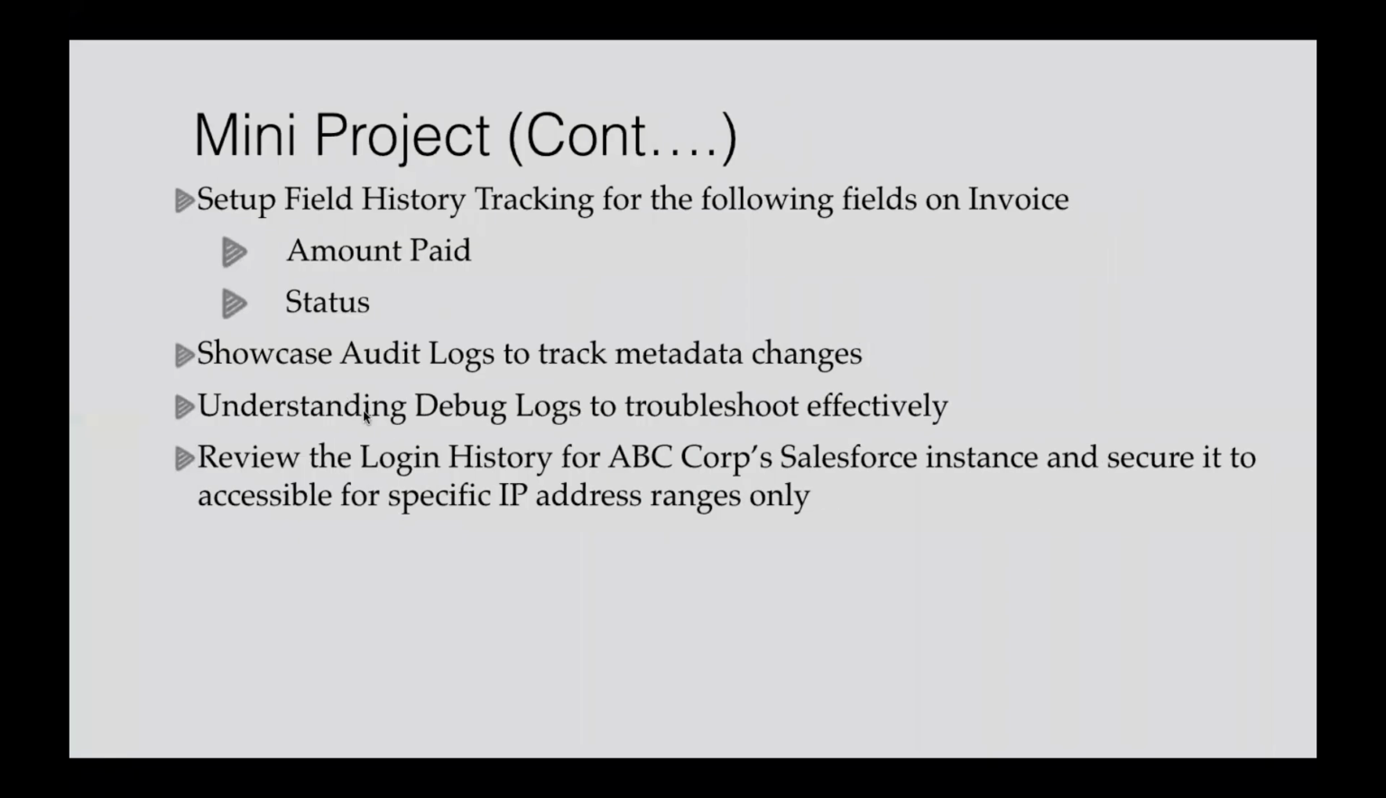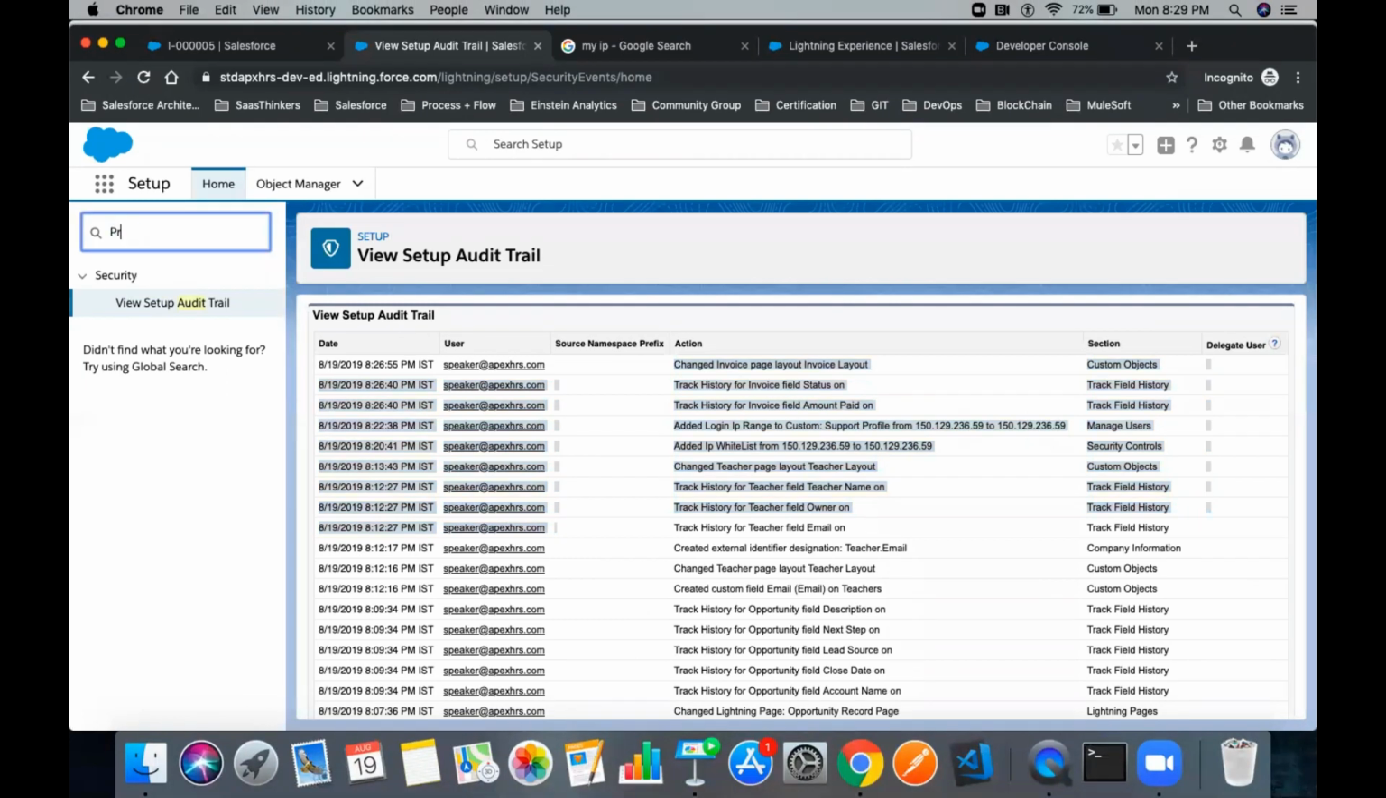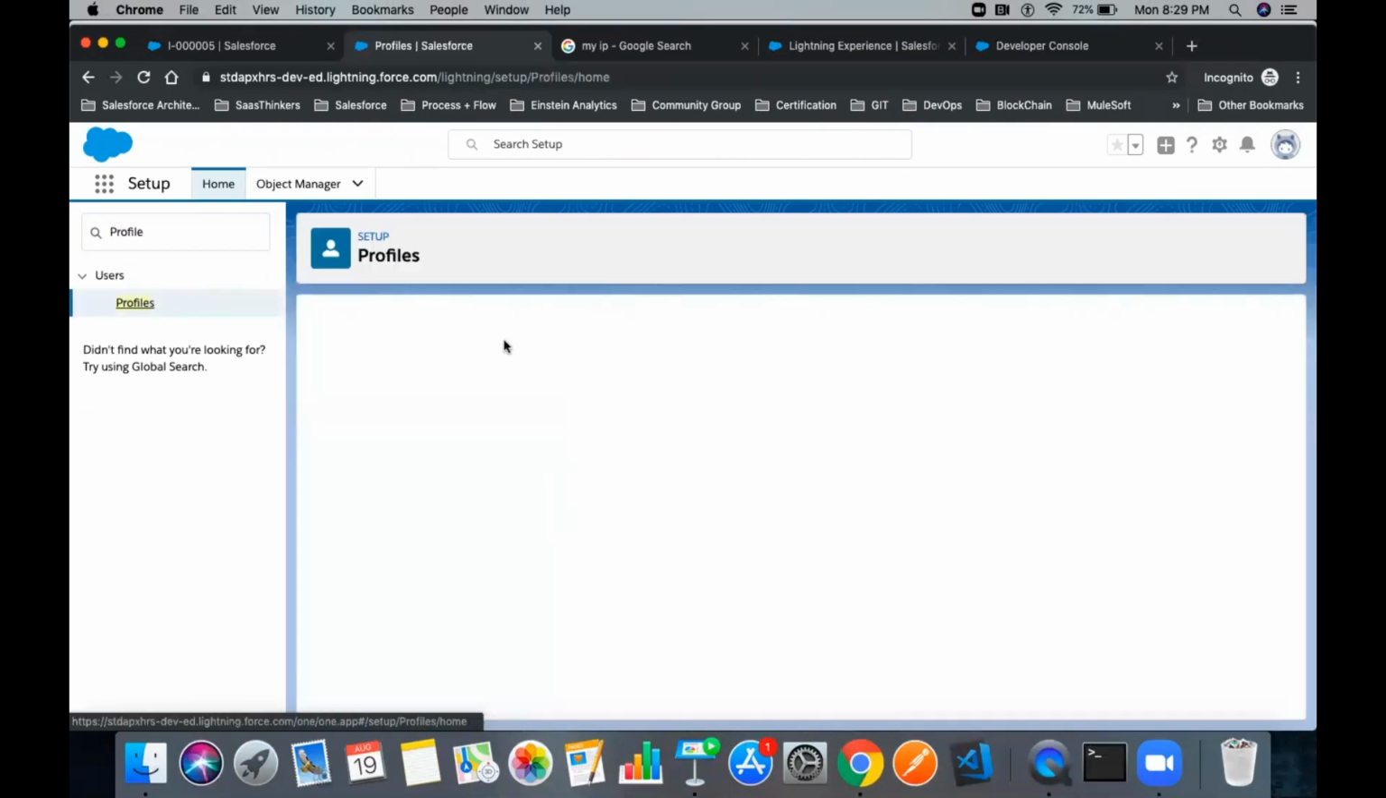And the next problem is, we already saw how the debug log works and what all the entry points are for that, and then to review the login history for ABC Corp. That is our virtual, we can say imaginary, company that we are working for in this mini project. So to add this, let's see, we have some profiles for that.